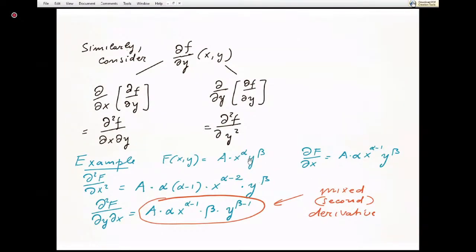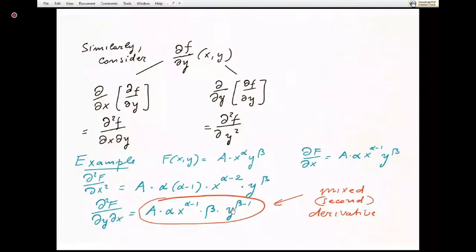Now I want to compute d squared f by dy dx, which means with respect to x in the first step, so I start from this one, but in the second step with respect to y. Now it depends on y, okay? This is regarded as a function of y. So capital A times alpha times x to the power of alpha minus 1 times beta times y to the power of beta minus 1.